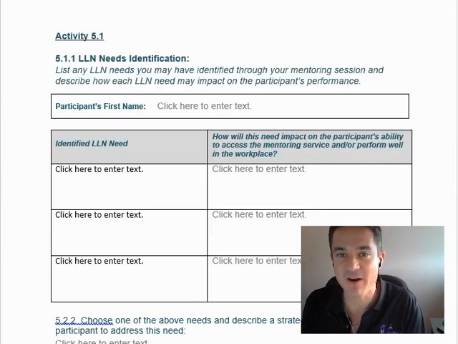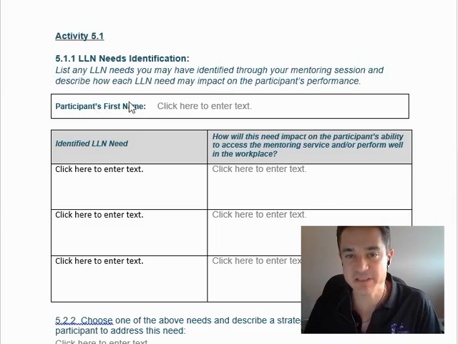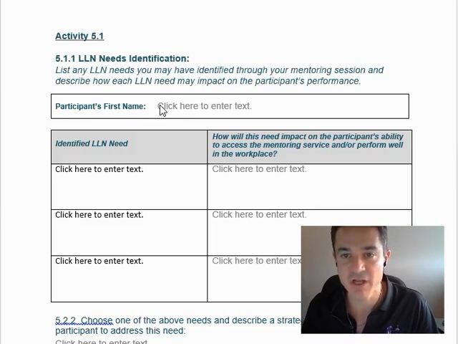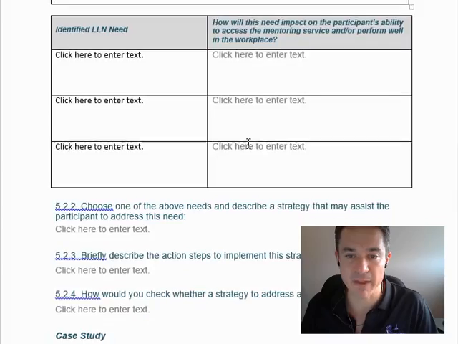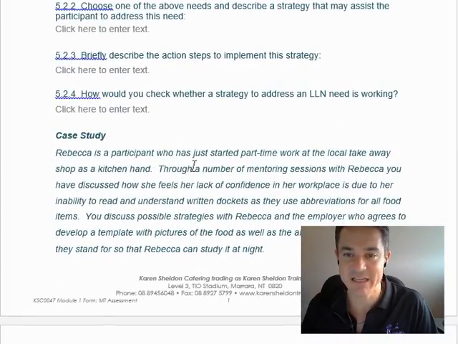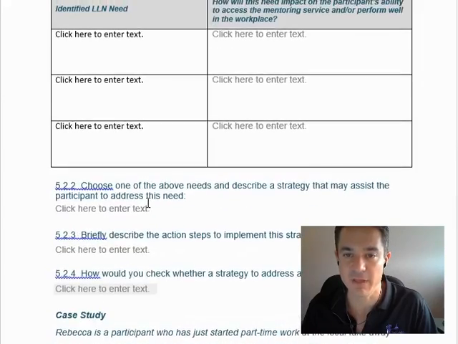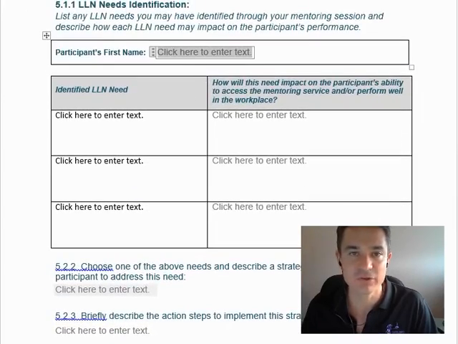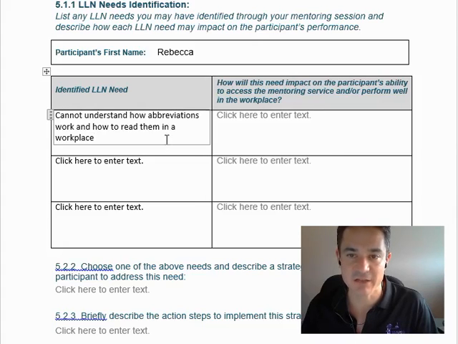We're up to activity 5.1, language, literacy and numeracy needs identification. Okay, so you would have had a participant from the previous mentoring session. Write their name in here. I'm actually going to use Rebecca from this case study here just to show you what we need to type into all of these different entries here. So I'll use Rebecca, and her identified LLN need was that she can't understand how abbreviations work.